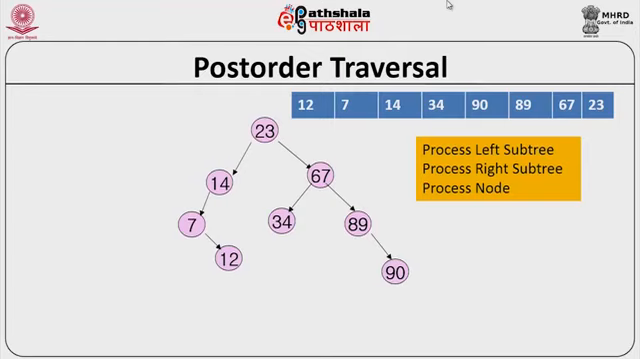So, you go to 89, but you should not process 89, go to the left, does not exist, go to right 90 and so on. So, this is the way it is processed. So, this is the post order traversal.